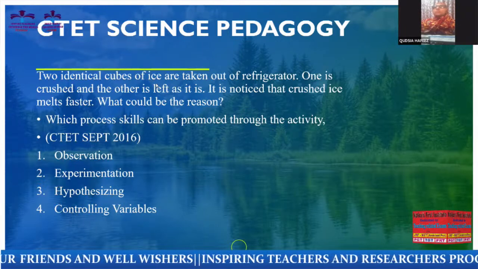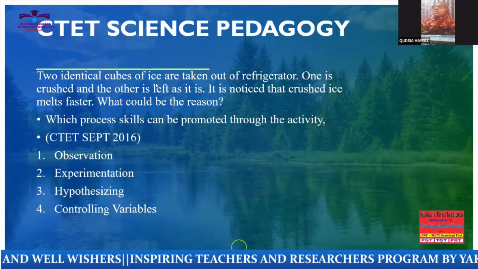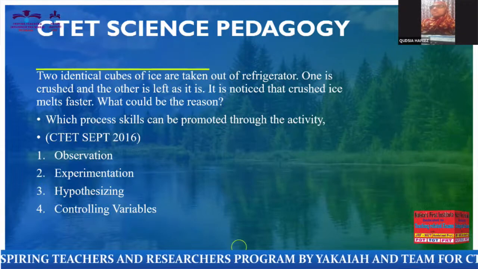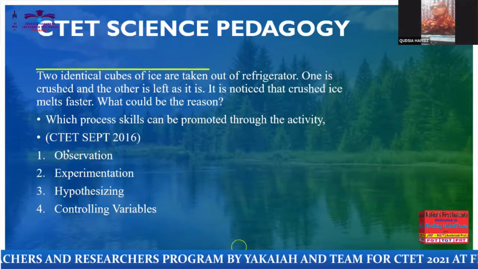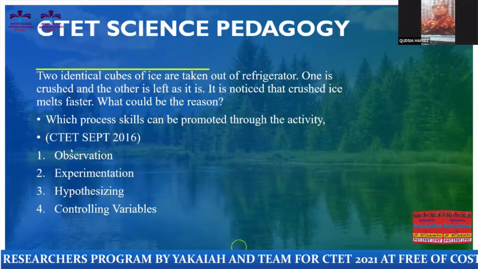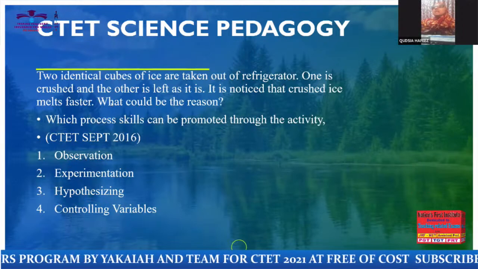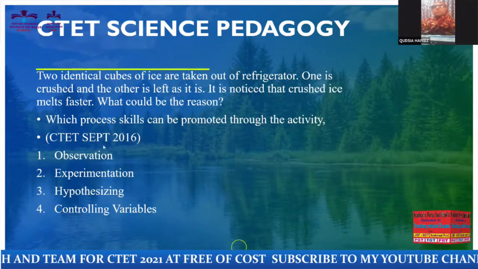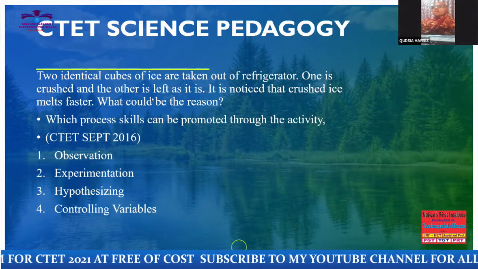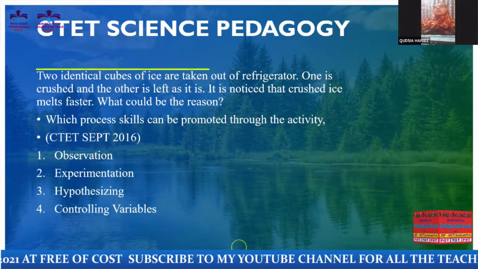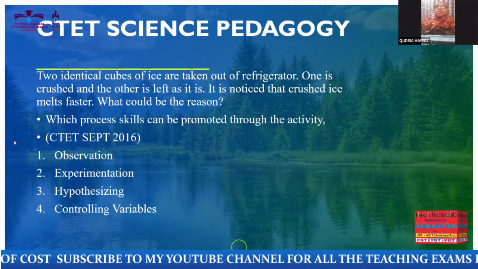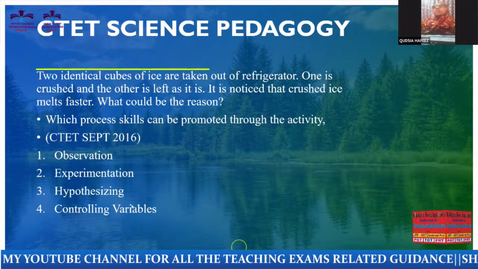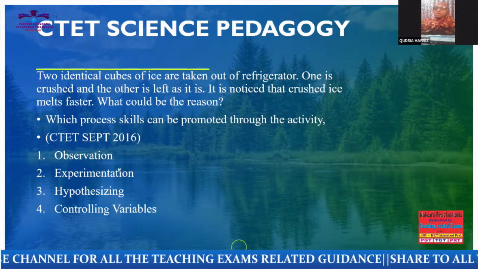So two identical cubes are there. One is crushed, the other one is not crushed, and then we are just seeing which melts faster. So it requires observation, simple observation. Through simple observation, they can understand this activity. Why one is crushed and melting faster, why the other is not melting so fast. So through simple observation, they can observe this activity, and they can understand the melting rate of it. It does not require thorough experimentation, nor does it require any hypothesizing, nor any controlling of the variables. So the first is the option.